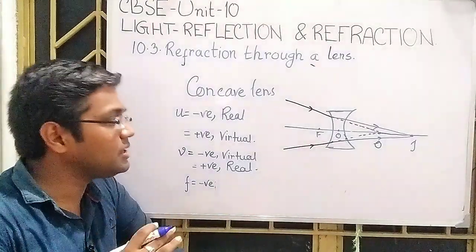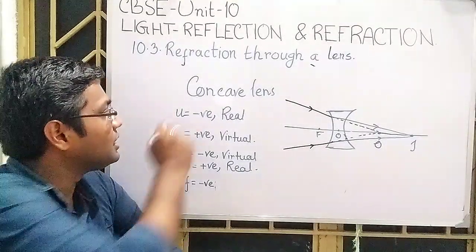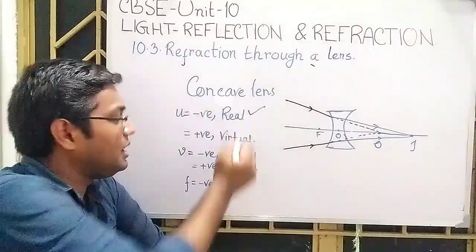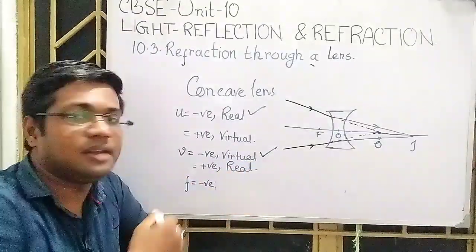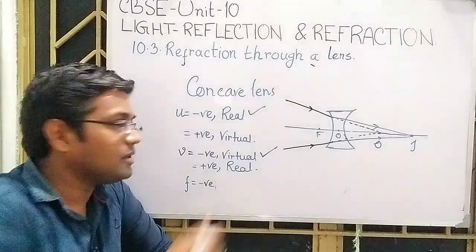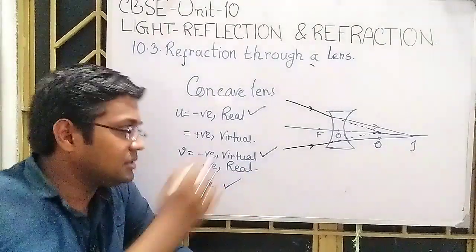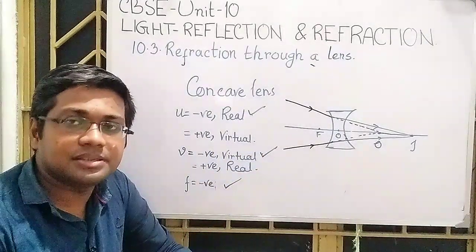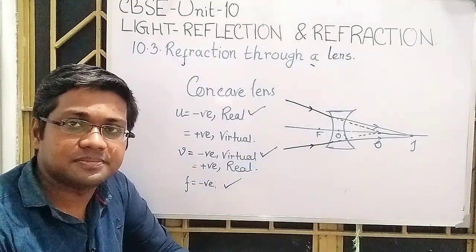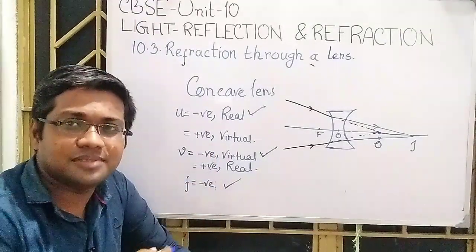But in most of the cases, the sums will come in case of a concave lens where U is negative and real, and V is negative and virtual, and F is negative. If you just remember all these three data, you can answer the questions in your exam. These two things are additional.